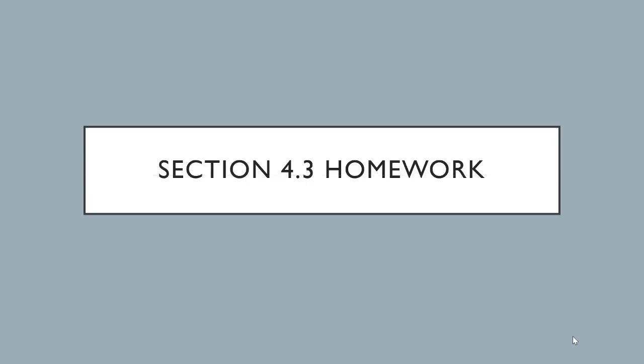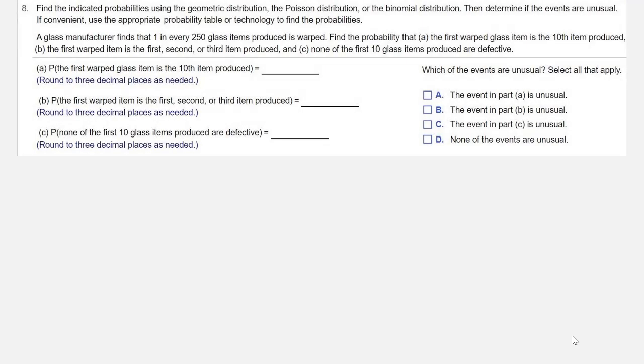Okay, so we're looking at homework from section 4.3 today. This is question number 8. Let's go ahead and read the problem. We want to find the indicated probabilities using the geometric distribution, the Poisson distribution, or the binomial distribution. Then determine if the events are unusual. If convenient, use the appropriate probability table or technology to find the probabilities.